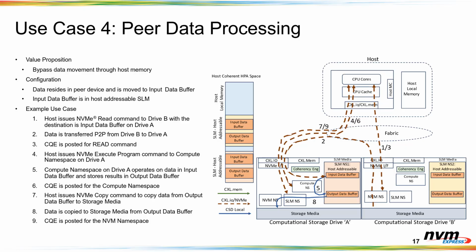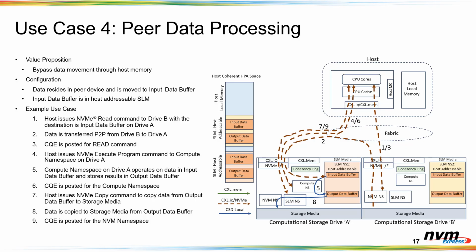So that data is going to be transferred peer-to-peer from drive B to drive A through the PCIe fabric. And when that read completes, then we can issue an execute program command and manipulate the data in the same way that we have already seen in example 1 and 3.